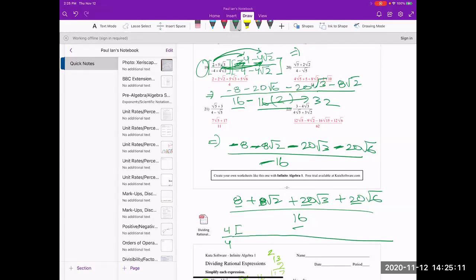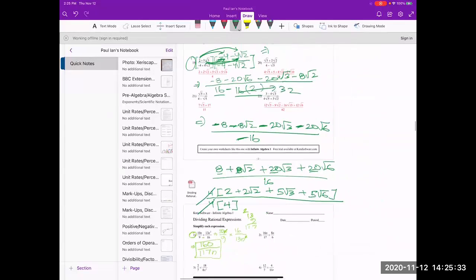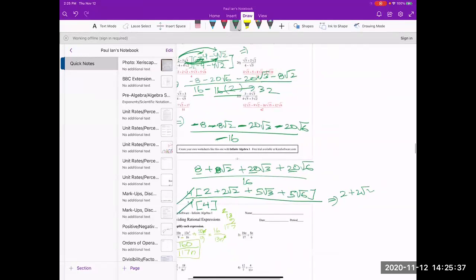let's see what happens. This guy at the bottom is the easiest one. It'll be 4 at the bottom. And then the top one would be 2 plus 2 root 2 plus 5 root 3 plus 5 root 6. This one cancels, this one cancels, and that's what they get. So, 2 plus 2 root 2 plus 5 root 3 plus 5 root 6, divided by 4. And that's how they got that one.